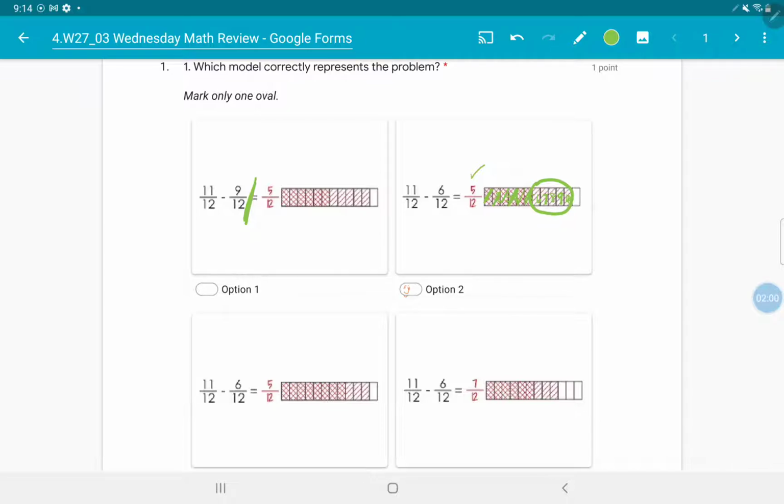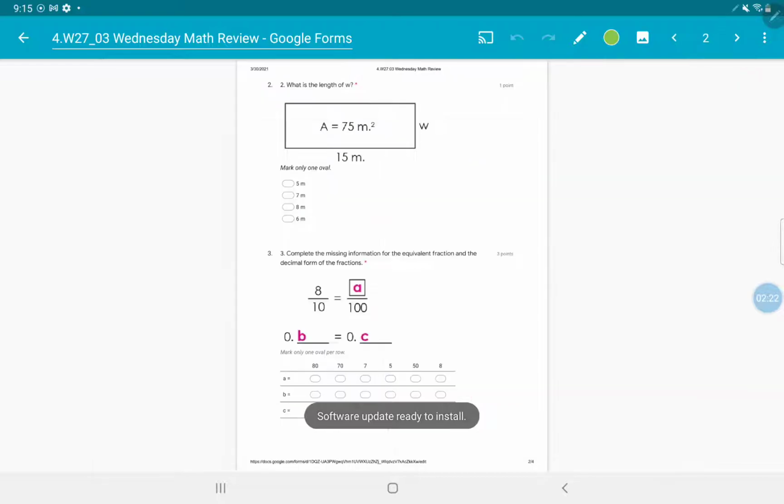What's wrong with option 3? It has just 3 things that are clear, not 5. Yeah, instead of taking away 6, they took away literally 8. They took more than what the problem showed in the model. Okay, questions on that one? All right. I got 10 out of 10.